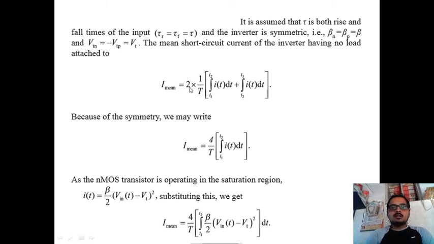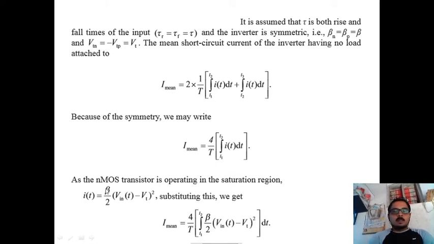Then that is 2 into 1 by t, where t means time period. Then we will assume that this is symmetric. This is symmetric means these two are equal. For these two pull up and pull down networks, the beta n and beta p are equal. Then these two are also equal. Then we will get 2 into the integral from t1 to t2 of it dt. Then 2 comes outside, and 2 into 2 we get 4. Then we will get this equation, when these two terms are equal.